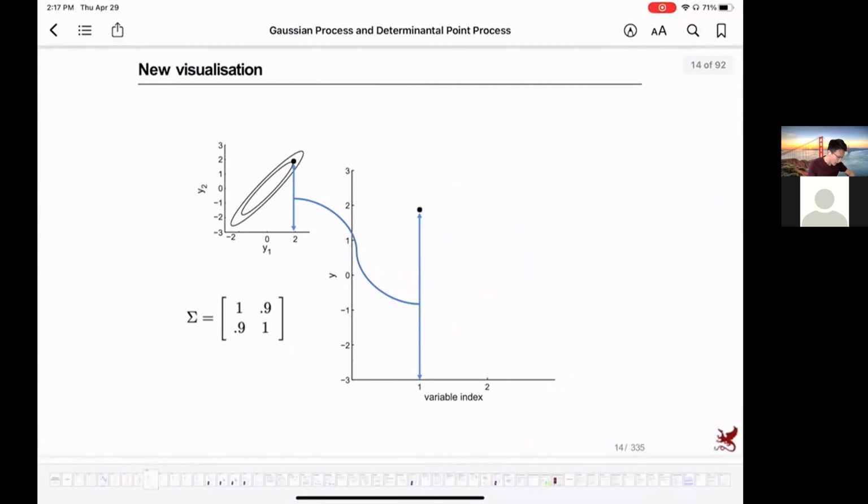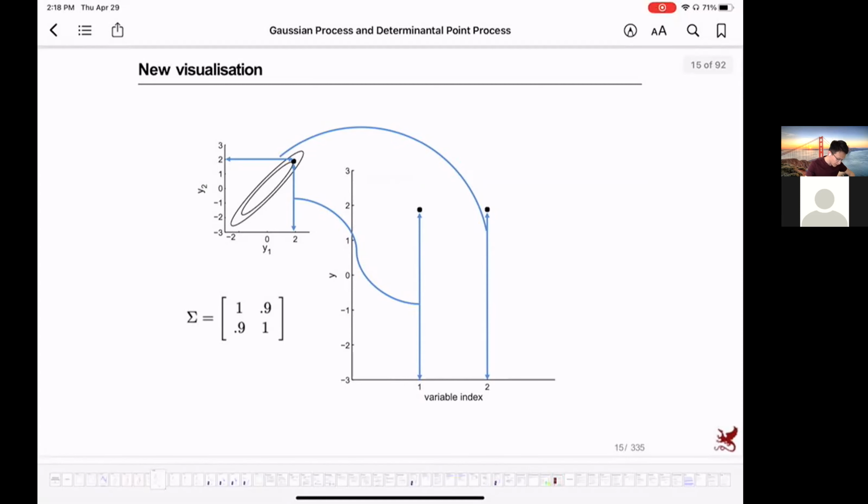I take the y1 value, and then I just use its index 1 as the x-axis. I use its value, in this case 2, as the y-axis. Similarly, I will take the value y2 and then draw another point, x-axis equals 2, y-axis equals 2. So in this case, basically what I did was sample a point from this Gaussian distribution. I sampled 2, 2, this point.